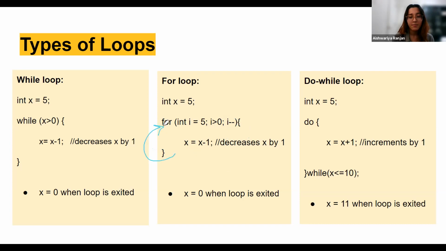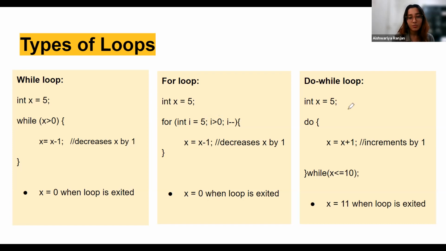So this keeps happening as we keep decreasing the value of i, until i becomes 1. Once it's 1, it goes back in, does whatever it needs to do, and comes back. Now i has decreased by 1 again, i is 0. And now this condition is not satisfied, so we exit the loop. So x is 0 when the loop is exited again.